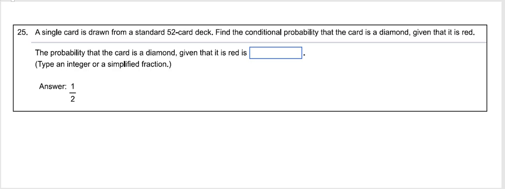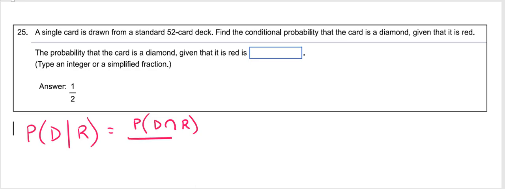Number 25. A single card is drawn from a standard 52 card deck. Find the conditional probability that the card is a diamond given that it's red. So we want the probability that it's a diamond given that it was red. So using our conditional probability formula, that's going to be the probability that it's a diamond and it's red over the probability that it's red.